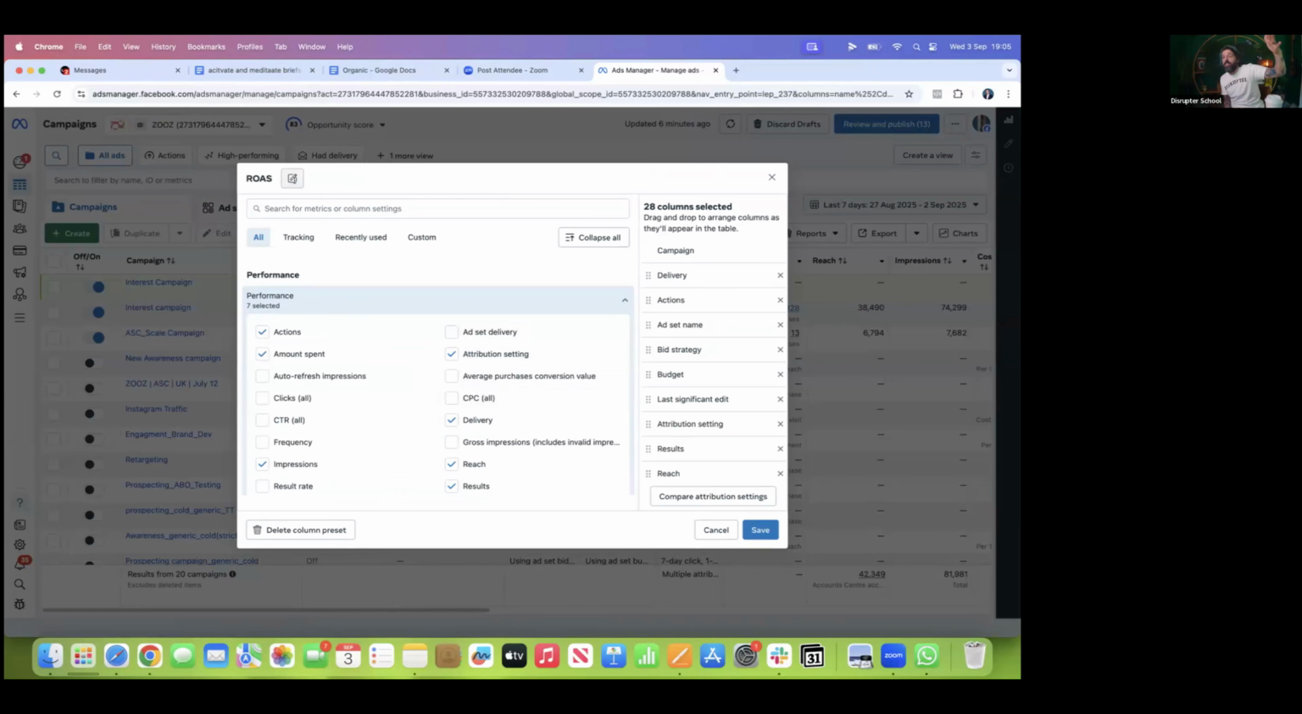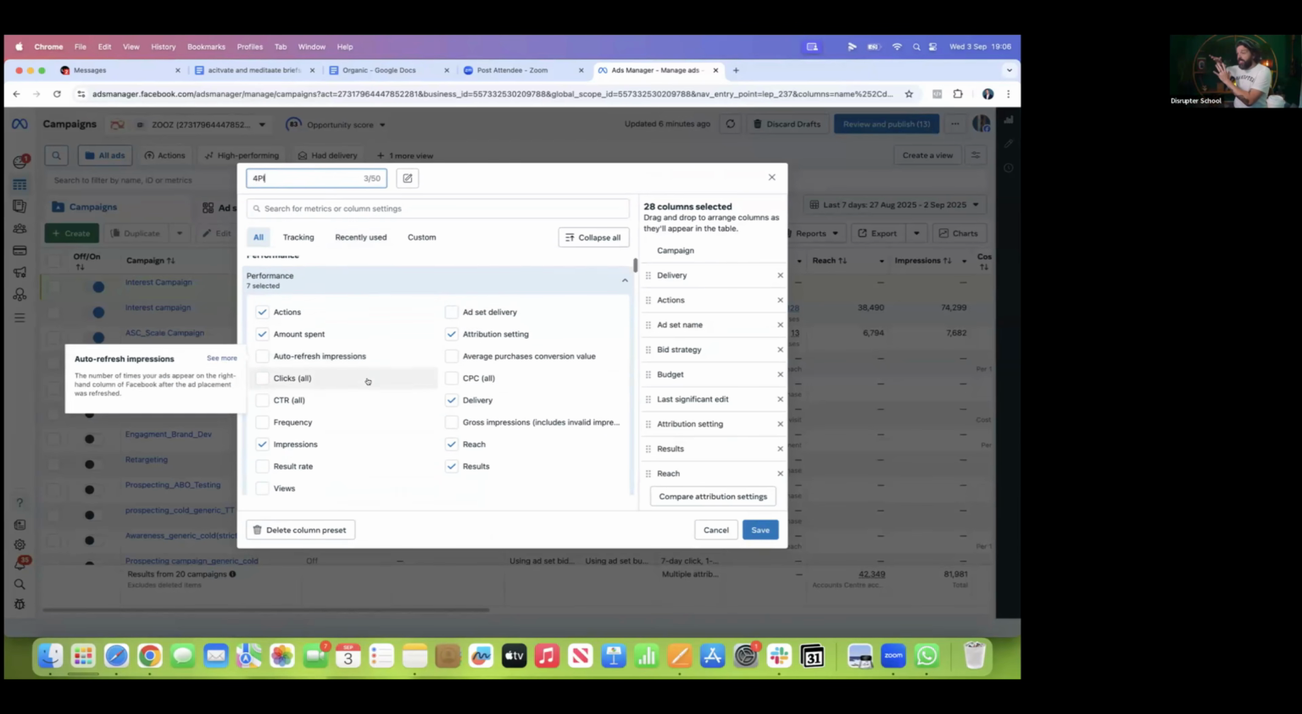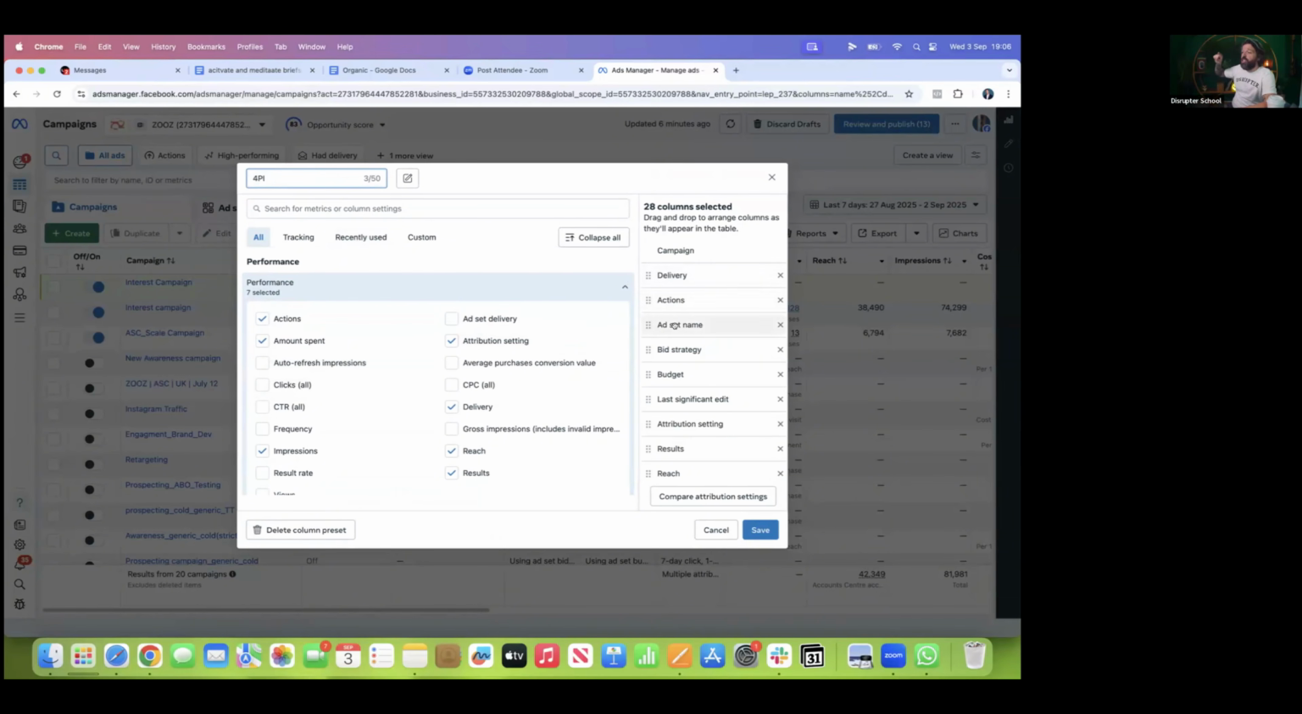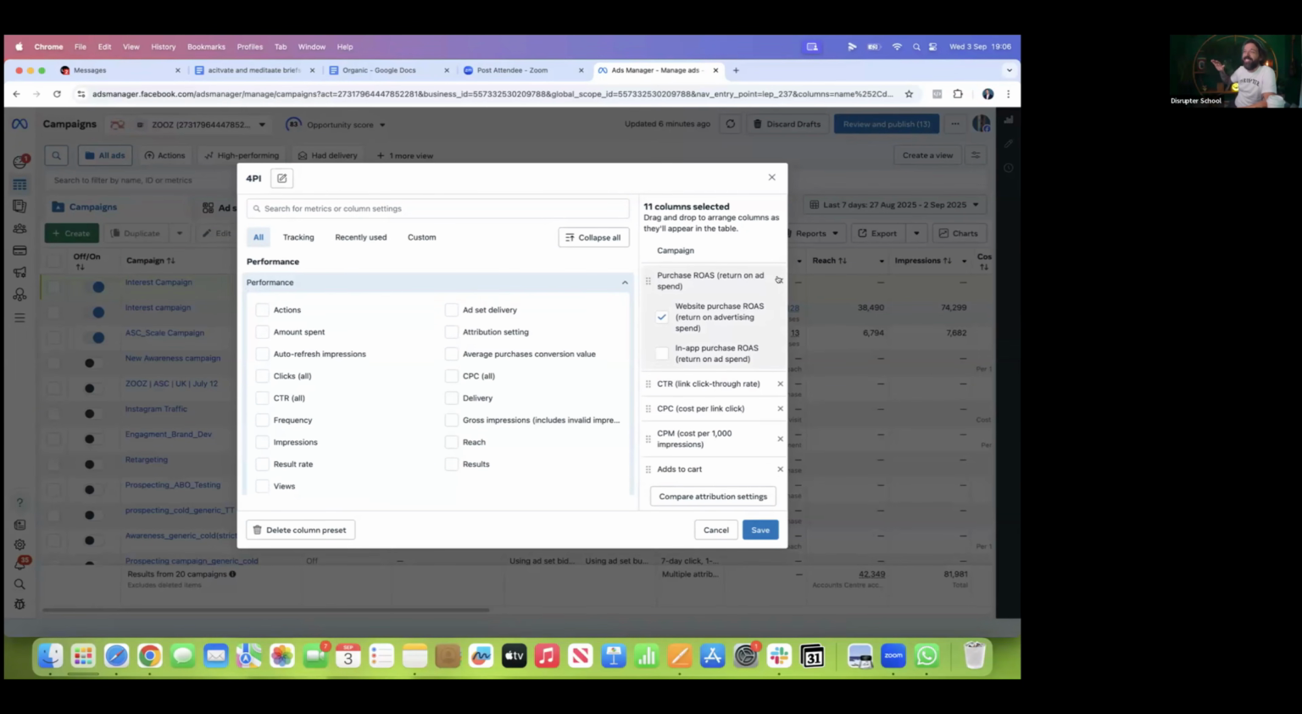So first thing, upper left-hand corner. Yeah, there we go. Type in 4PI. 4PI, by the way, stands for the four key performance indicators that I really track. So over on the right-hand side, it's got all these 28 columns selected. Just go ahead and hit X until that list is completely done. It's faster to rebuild than it is to fix. I've done this hundreds and hundreds of times. Just smash that button until it's all gone.